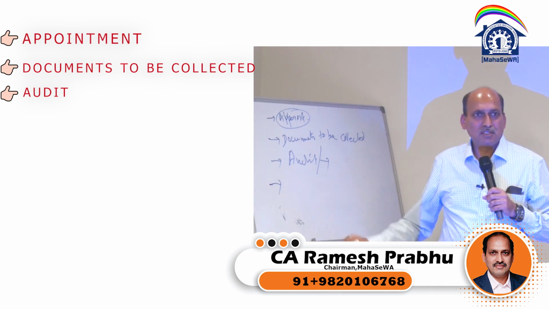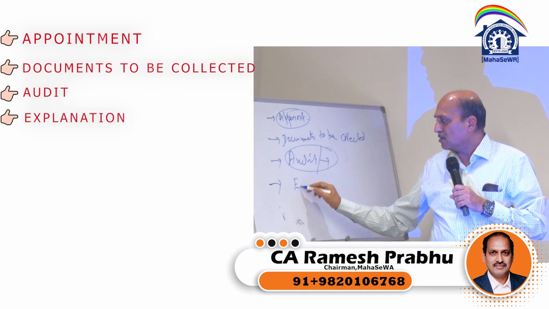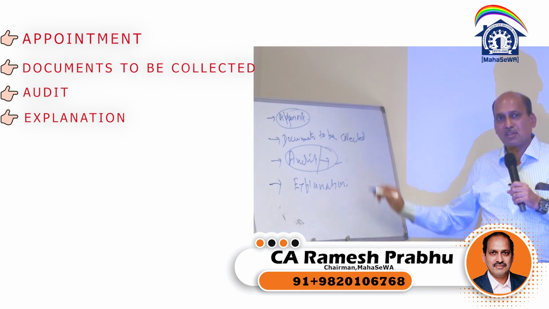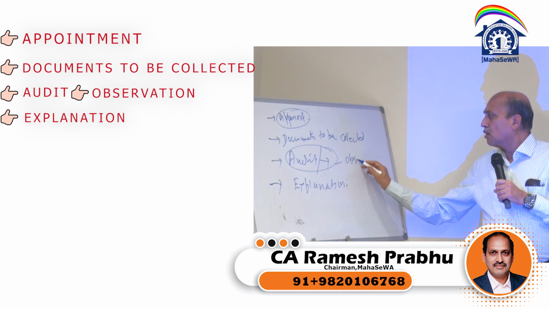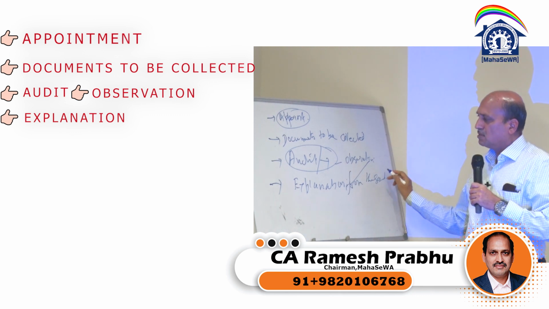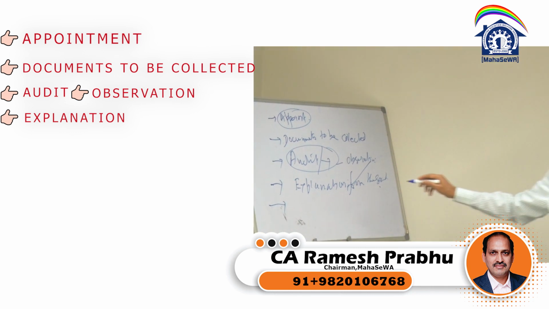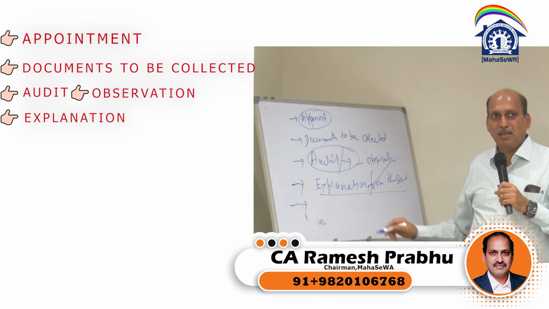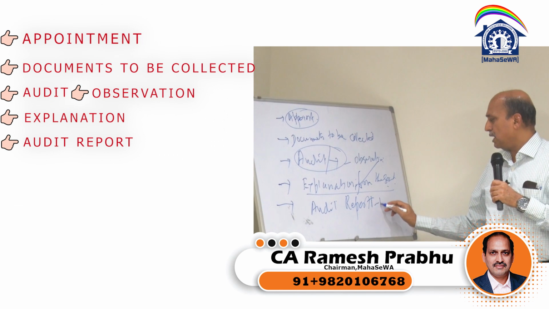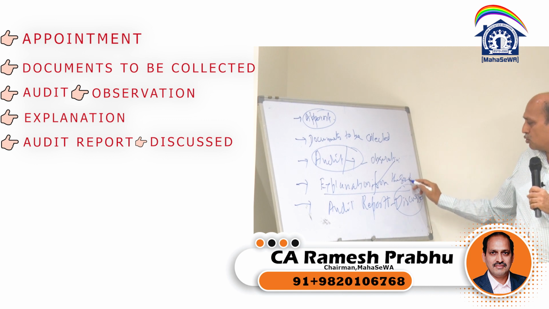And the last step is, once the inspection and everything is done, then of course we can ask for the explanation, so that whatever remarks, shortcomings or observations you have noted in the audit, you can call for the explanation from the societies. And once the explanation is received from the society, the next step would be to prepare the audit report. Of course, once you prepare the audit report, you will discuss it with the management, so that if there are any shortfalls, they can also be incorporated.